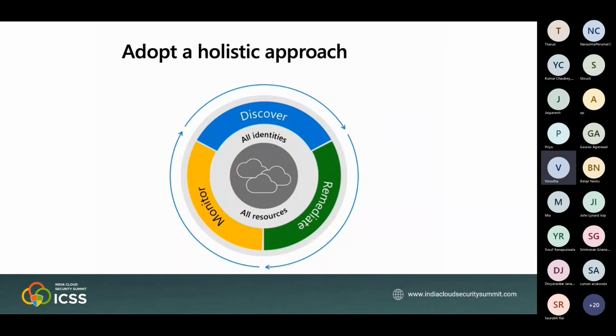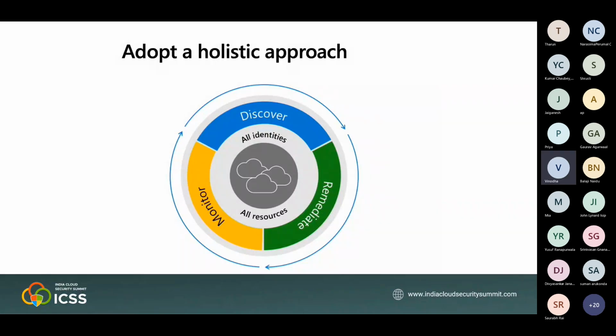The first thing is you have to discover what are all the identities in the environment. Identities in the sense user identities and workload identities. User identities such as employees, customers, external partners, and workload identities such as virtual machines, containers, web apps, serverless functions. So you have to discover all those identities in your environment, and next assess the risk and plan proper remediation to minimize those risks. And after that, continuously monitor the permissions in the environment.